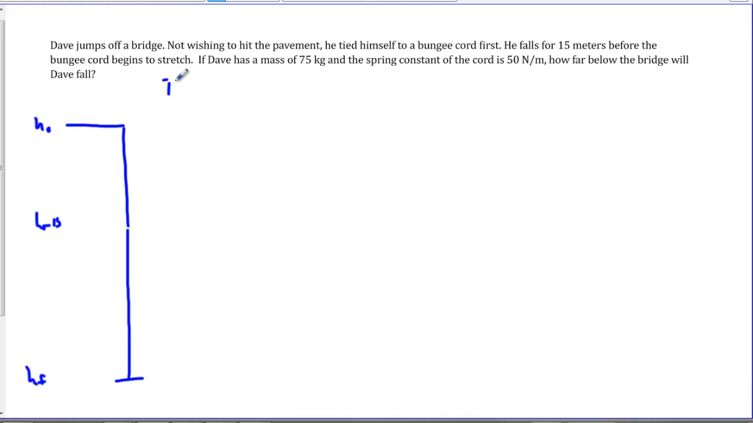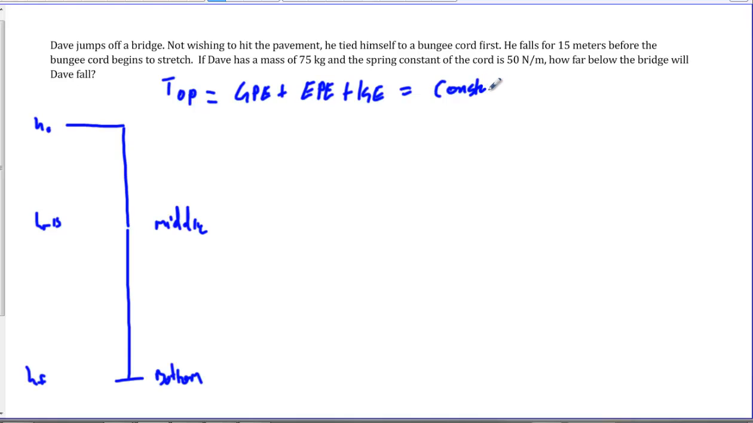Up at the top, we have energy. In the middle, we have energy. And at the bottom, we have energy. Now, as long as we can ignore friction, the law of conservation of energy says that all that energy is mechanical, nothing is reducing it, so it's going to stay the same everywhere. So at the top, we have gravitational potential energy plus elastic potential energy plus kinetic energy, and that's equal to whatever it is, a constant. It is nice to note that there is no elastic potential energy because the cord hasn't started to stretch, and there is no kinetic energy because he's not in motion yet.